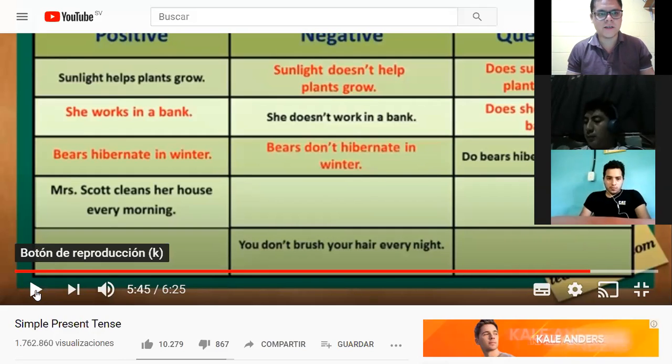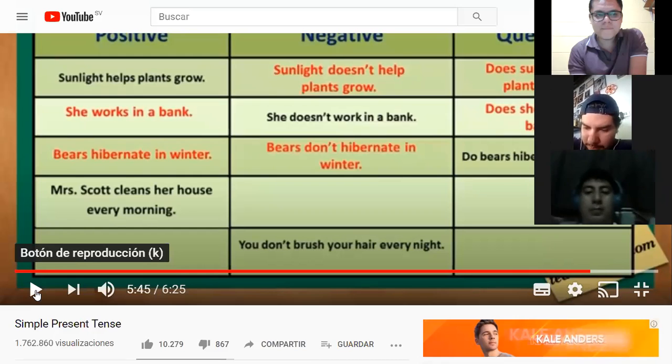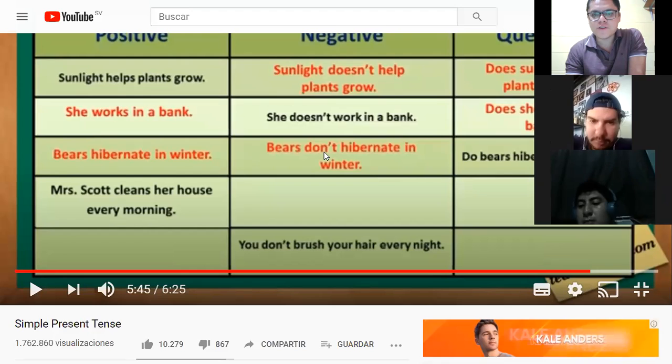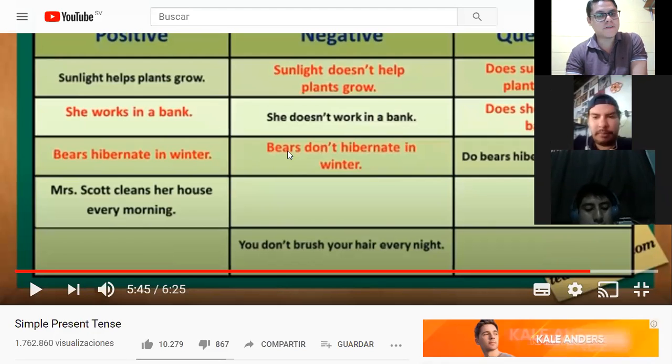Okay, what about the third one? Correct or incorrect? But talking plural. Yes, because you have more than one bird. Okay, so that's why you use don't, because you have more than one bird. It's plural. So the subject pronoun is they. Okay, birds hibernate in winter. Birds don't hibernate in winter.